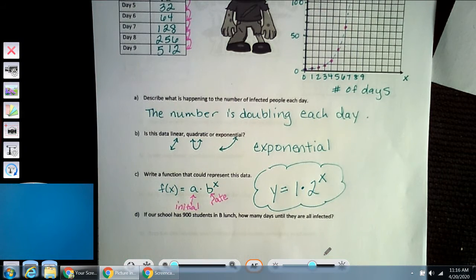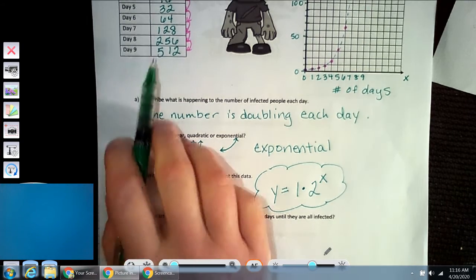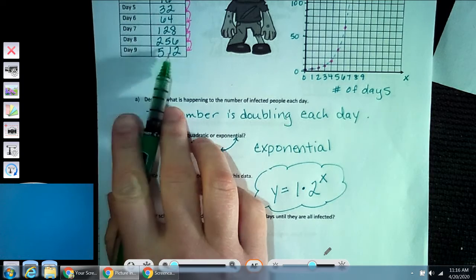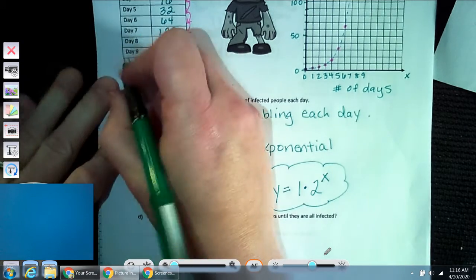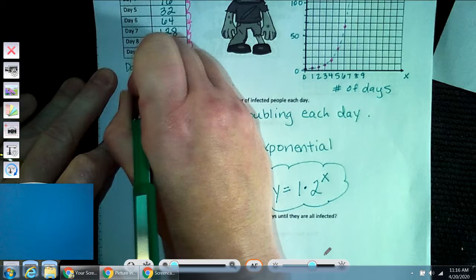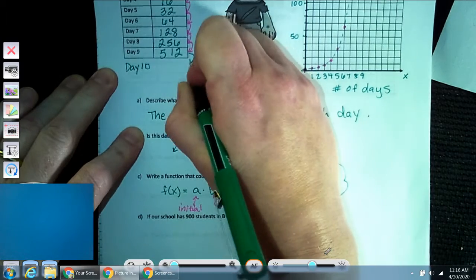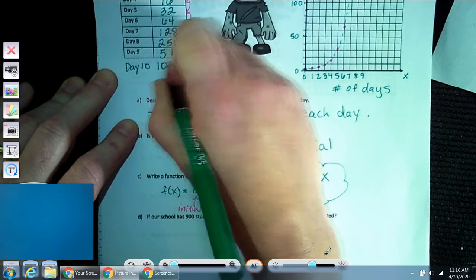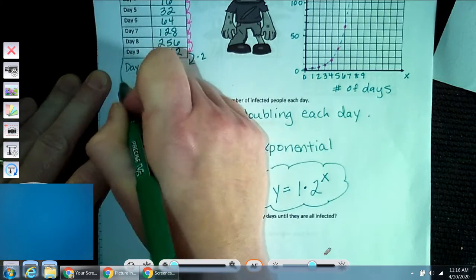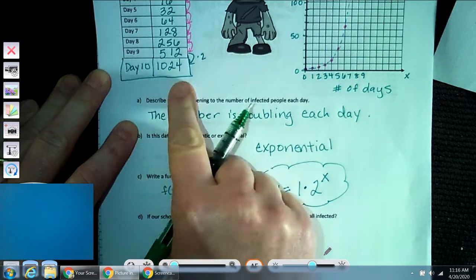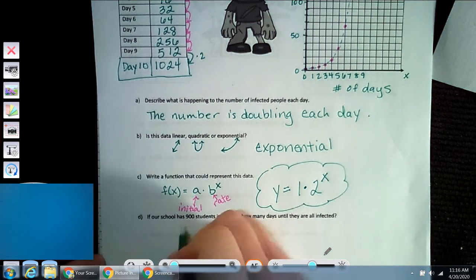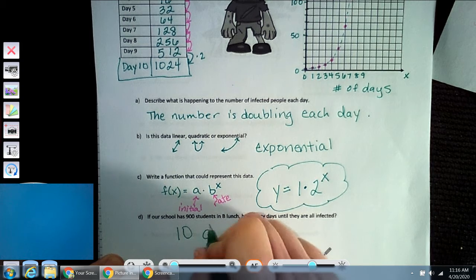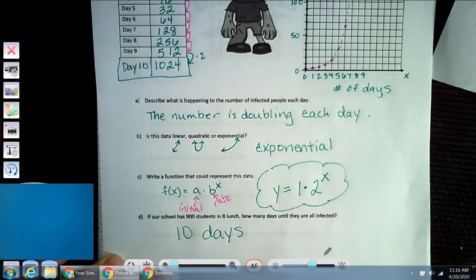And the last question for this portion of the notes, if our school has 900 students in B lunch, how many days until they are all infected? Okay, well, if we go back up to our table, we were at day 9 and 512. If we went one number further, let's go to day 10, and we doubled, 512 times 2 would be 1,024, which is more than what we have in lunch. So in 10 days, we would have infected all 900 students.